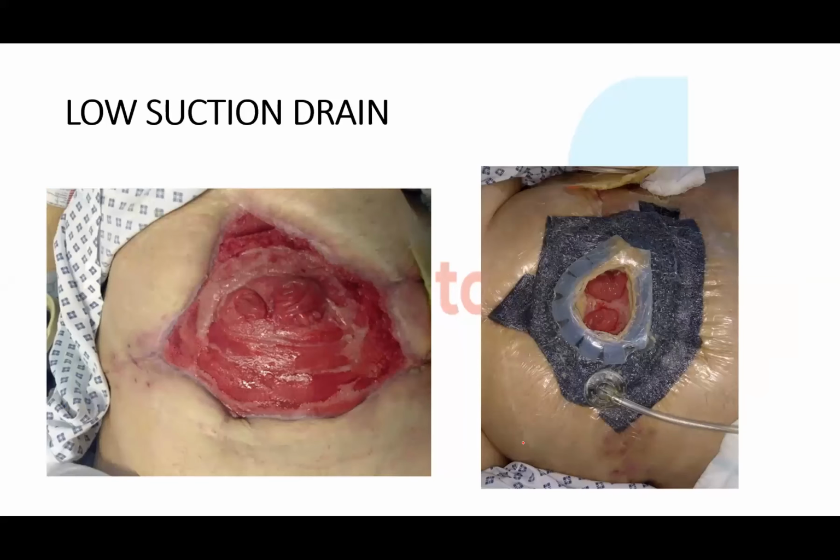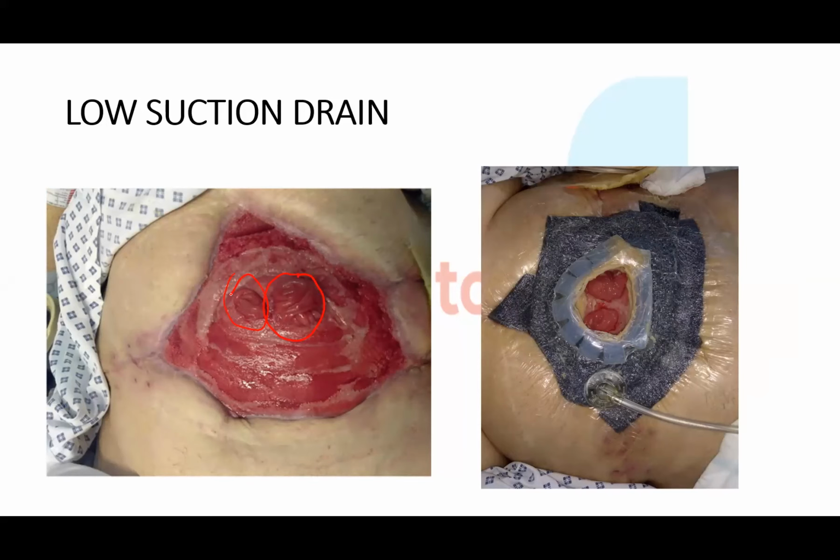Now, in a low sump suction drain, look at this massive wound. There is complete wound breakdown here, and you can see a stoma coming out through a complete wound dehiscence. How will you apply a bag here? This will be very difficult and challenging in collecting a drainage here.